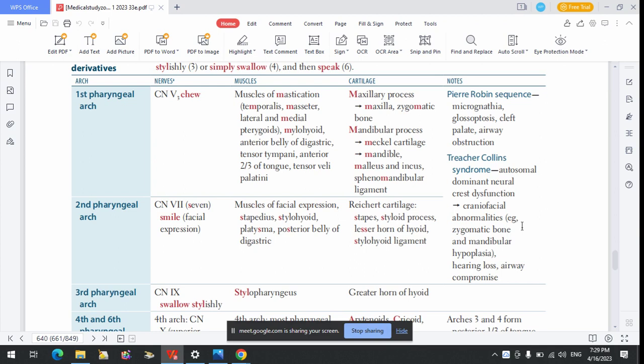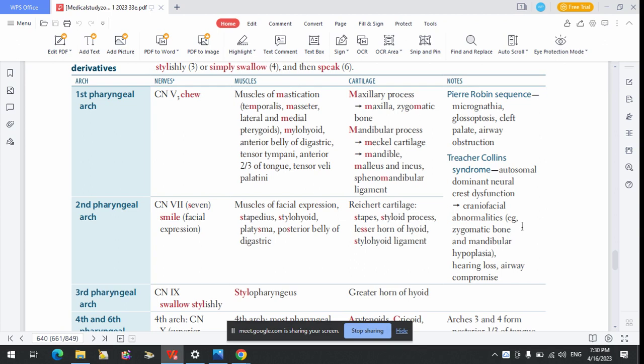So where is the sphenomandibular ligament belonging to? One, along with the maxilla and the likes. And where is the stylohyoid ligament belonging to? Second. Now you have remembered the stylohyoid ligament. That means you must remember the stylohyoid muscle too. Then you must remember the styloid process, and the lesser horn of the hyoid.